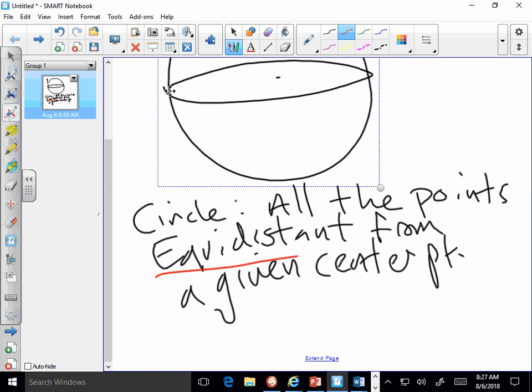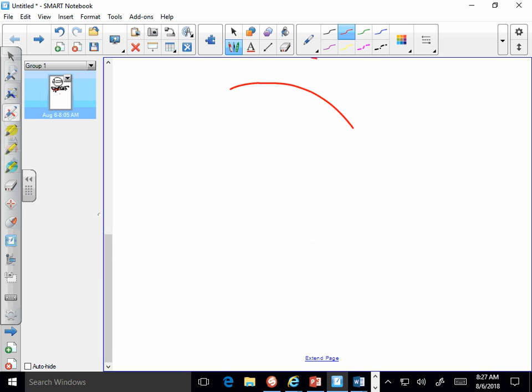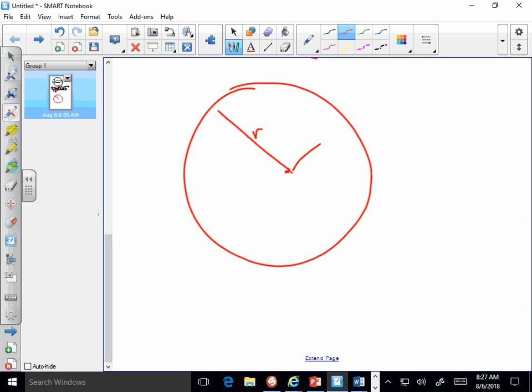distance. And so if I think about a circle, this distance, this distance, this distance, this distance, all these distances are the same. And if I imagine all the points, the infinity of points that are all the same distance from that given center, then that's our definition of circle.